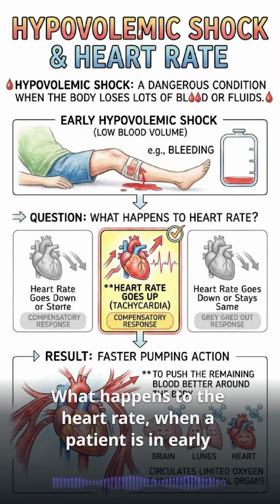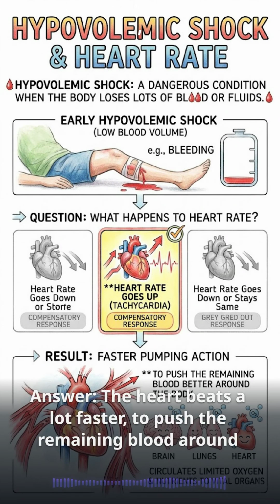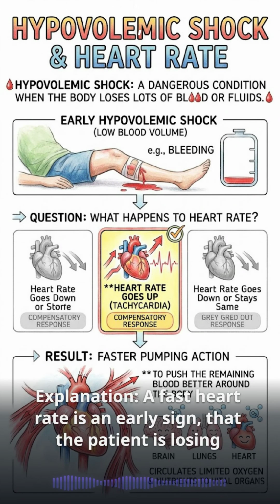5. What happens to the heart rate when a patient is in early hypovolemic shock now? The heart beats a lot faster to push the remaining blood around the body better. A fast heart rate is an early sign that the patient is losing blood somewhere.